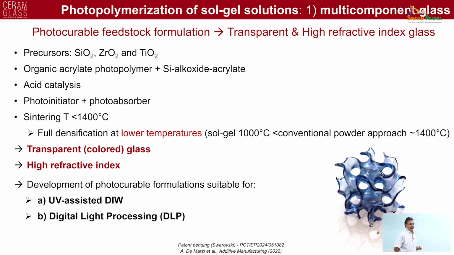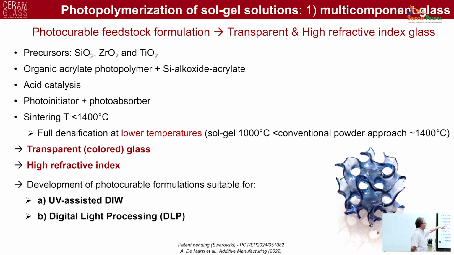But zirconia works well. It allows you to have a high refractive index. So we used those alkoxides, commercially available. We added organic acrylate photopolymer, and we also added a silicon alkoxide acrylate, which is capable on one side of linking to the gel network, and on the other side of linking to the photopolymerized organic network. And then we sintered at a low temperature.